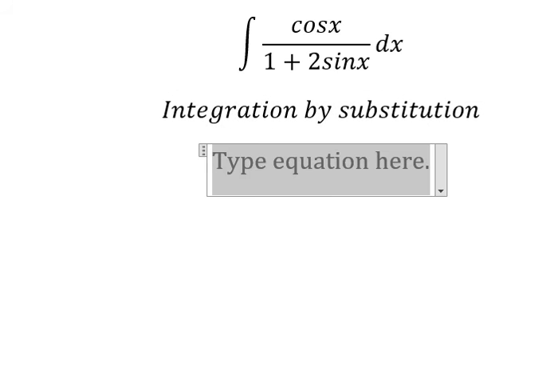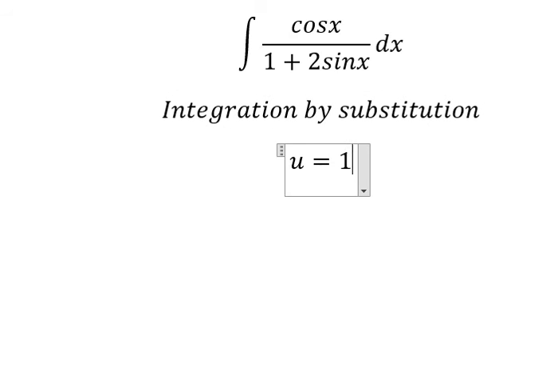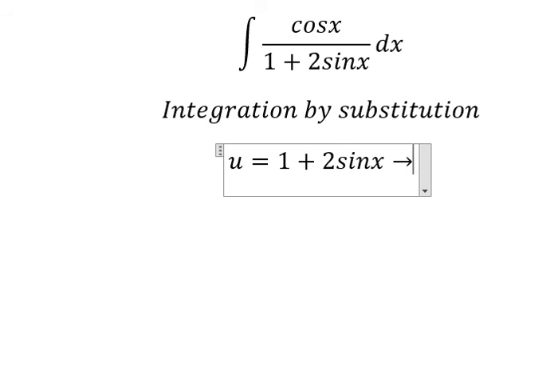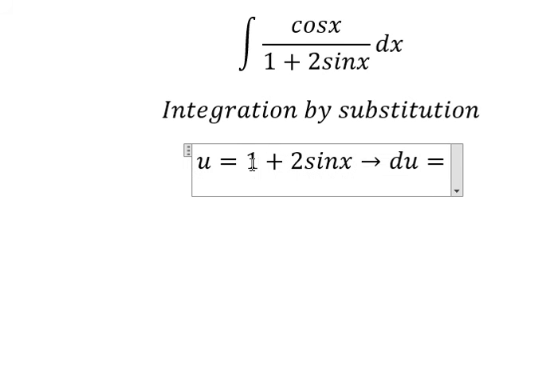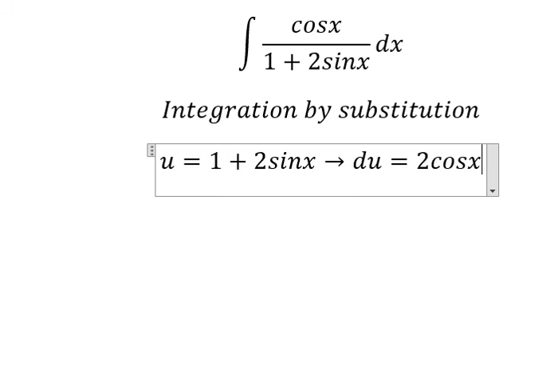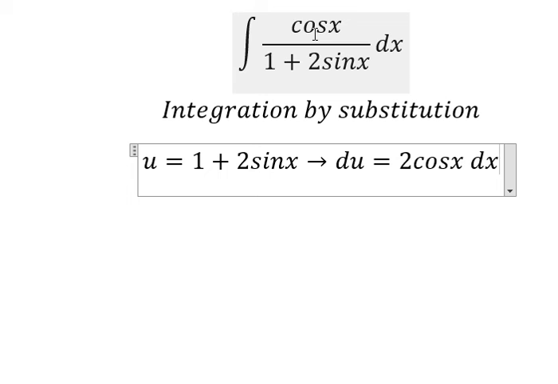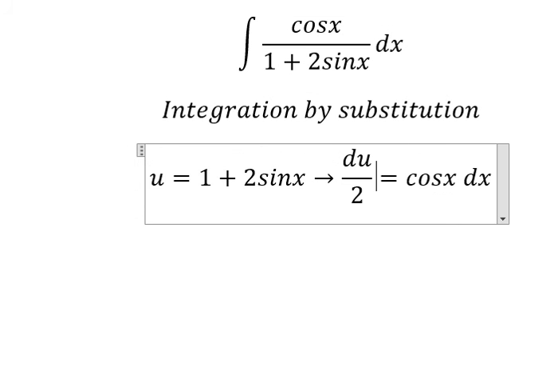So I need to put u equals 1 plus 2 sine x. Later we take the first derivative of both sides. The first derivative of number 1 is a constant. The first derivative of sine x, you get cosine x, and we put dx. Because we don't have number 2 in here, we need to divide both sides by number 2.